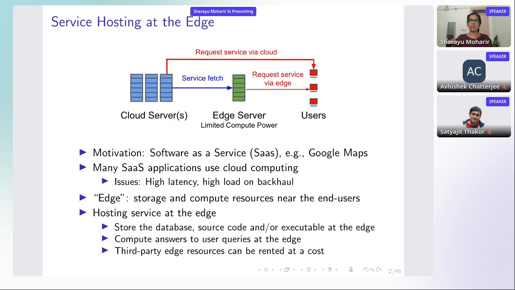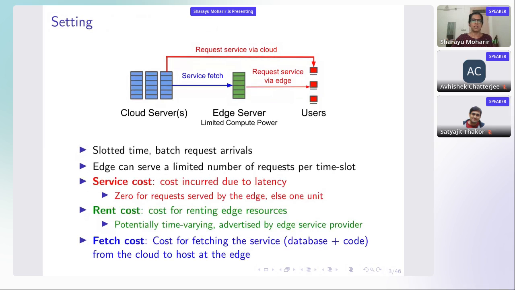Specifically in this work, we consider the setting where the service provider or the service developer does not own edge resources, but there are third-party edge resources that can be rented via short-term contracts for use by these service providers.